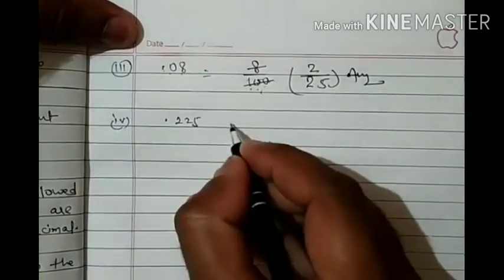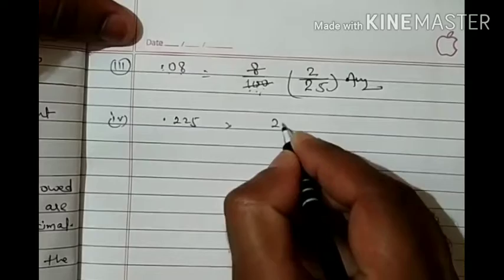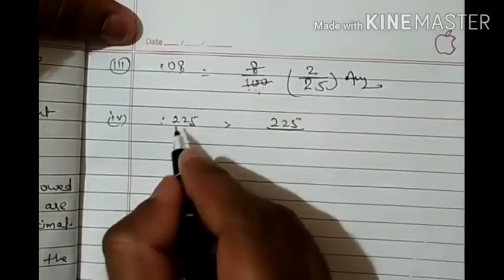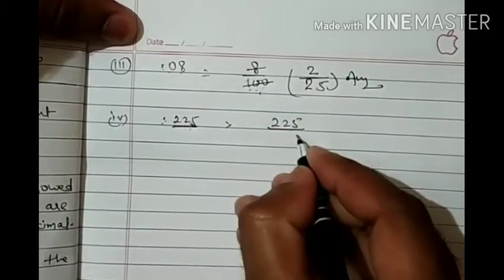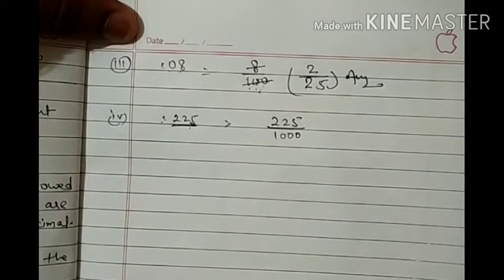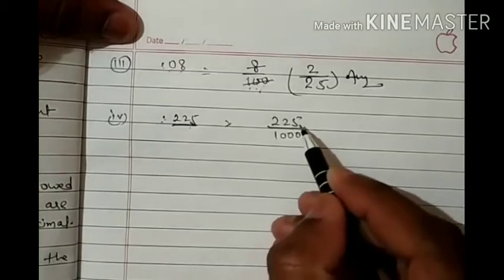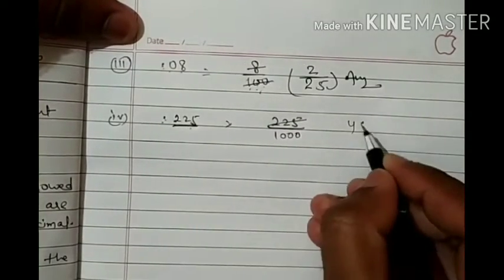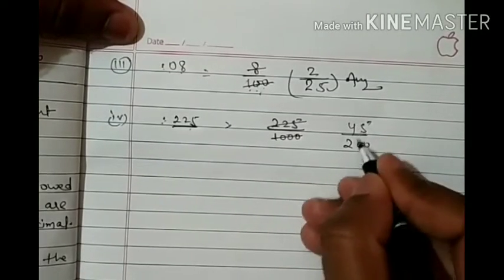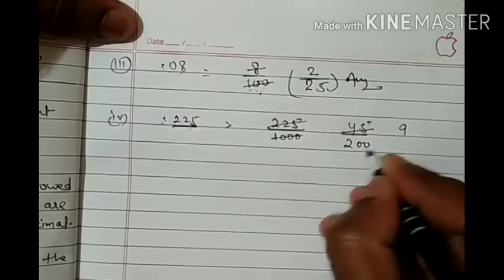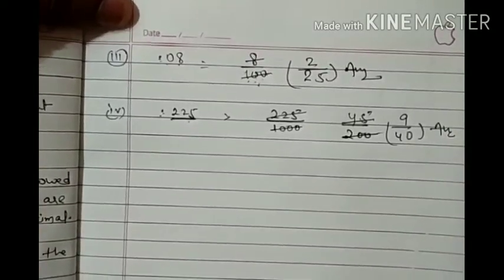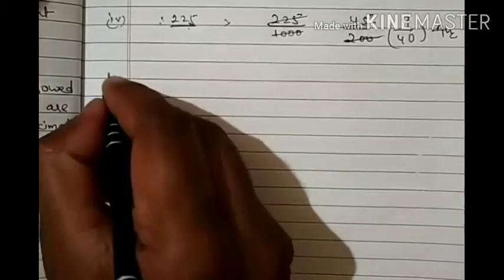0.225. Same way, we can write 0.225 as 225 by 1000, since we have 3 digits on the right side of the decimal point, so we write 3 zeros followed by 1. That is 225 divided by 1000. We can divide it by 5. 5 fours are 20, 5 fives are 25, and 5 twos are 10, followed by 20. Again we can divide it by 5. 5 nines are 45 and 5 fours are 20. So 9 by 40 is the required fraction. Let's take one more example.